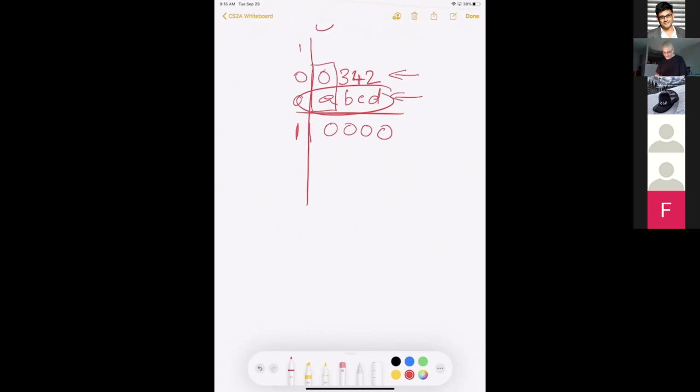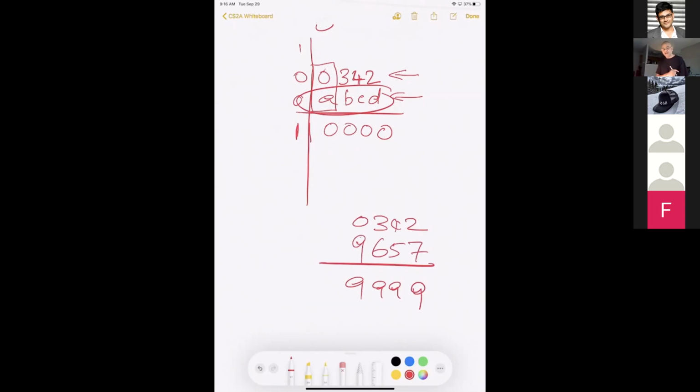So what I need is 0342, and then I need a number which I can add to this, which will give me 9999. What number can I add to 0342 that'll give me 9999? Someone already typed it in. 9657. Thank you, Andrew. So if I add this, I get 9999.